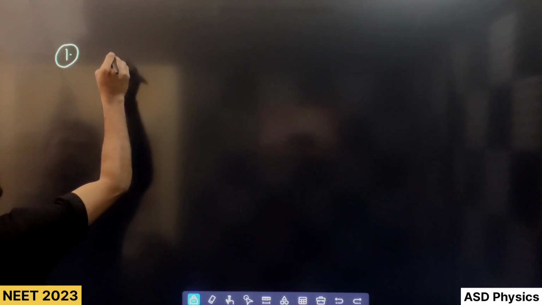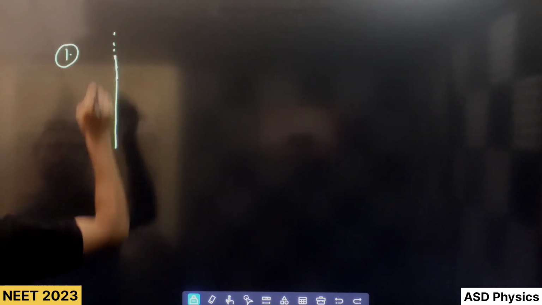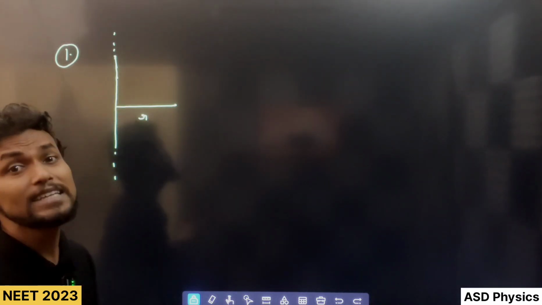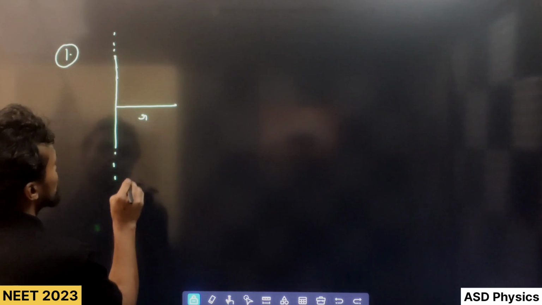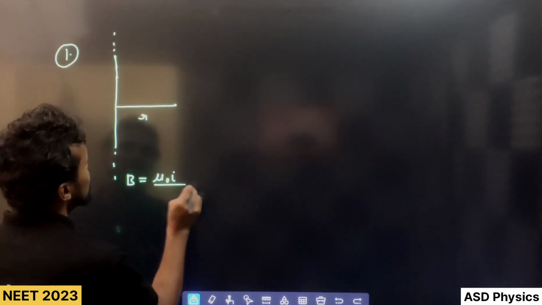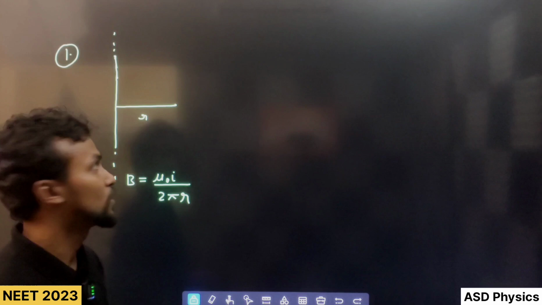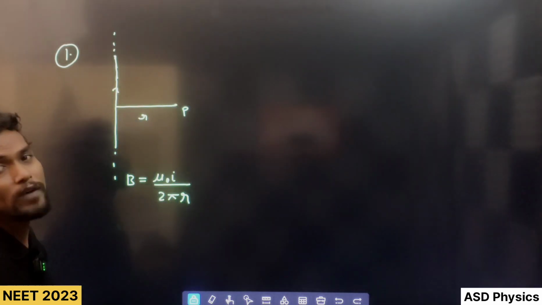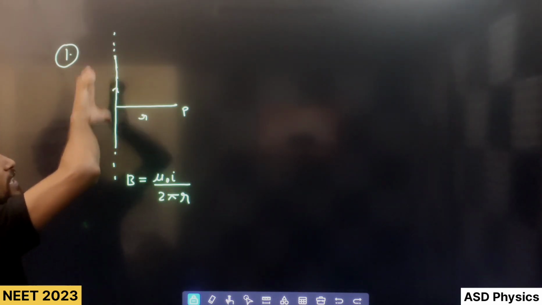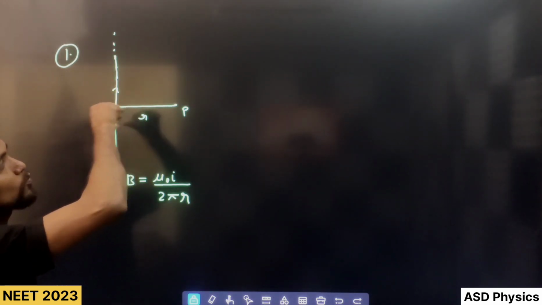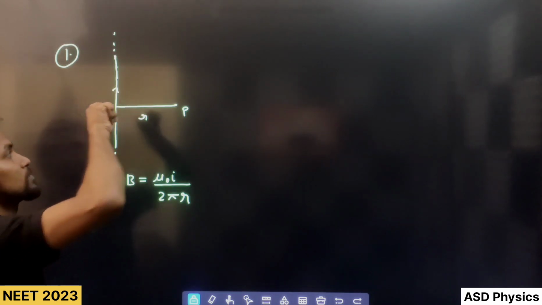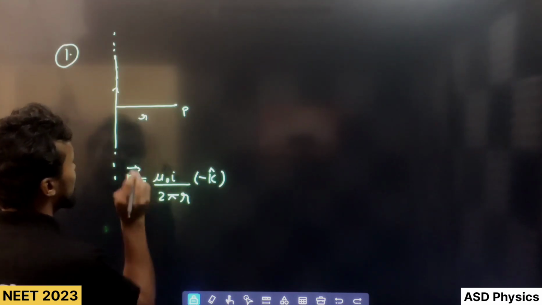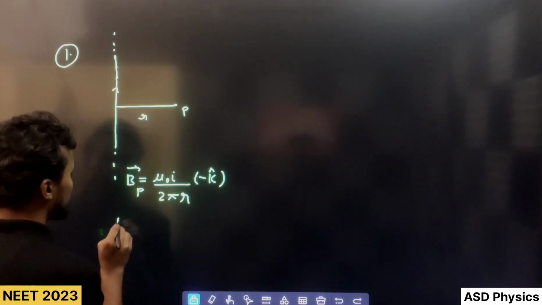First, let's take for example that the wire is given like this, and this distance is R. This is called an infinite wire. So due to the infinite wire the formula is mu naught I by 2 pi R, where R is the distance from the wire to the observation point. And how to find the direction? Put your fingers straight along the current and palm towards the observation point, then the thumb will indicate the direction of the magnetic field. Here the thumb is going inside, so I will write minus k cap at point P. This is the infinite wire.